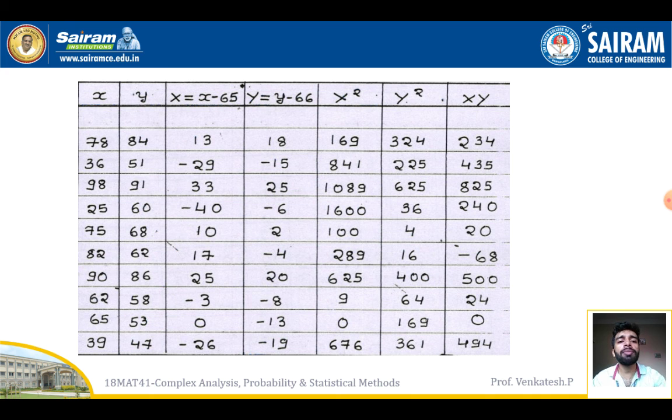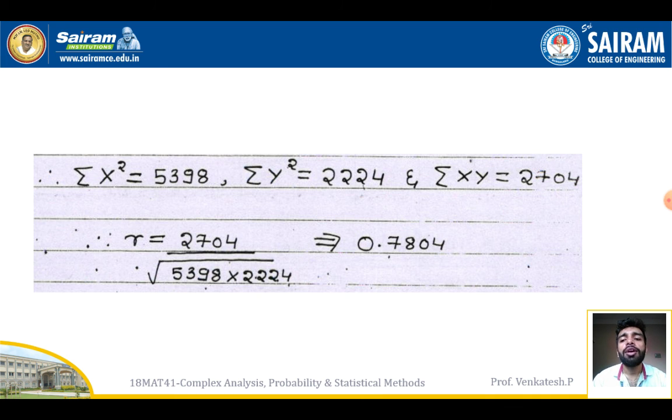Now to estimate the correlation coefficient, I must find the summation X square values. Add all X square values, I'll get 5398. Add all Y square values, I'll get 2224. Add all XY values, I'll get 2704. Now incorporate all these values in the correlation coefficient formula. I'll get r is equal to 2704 divided by square root of 5398 into 2224. So the answer will be 0.7804.